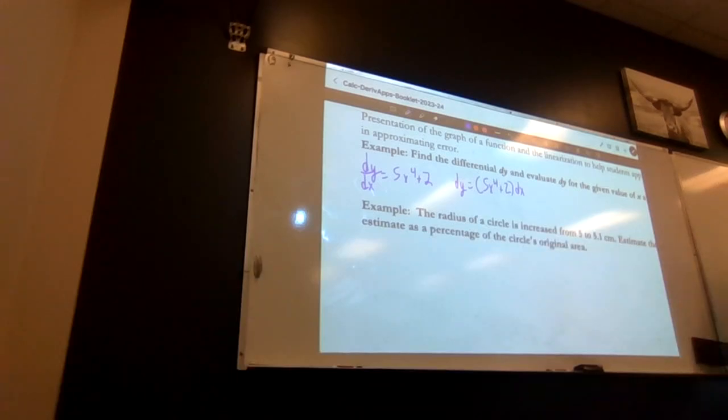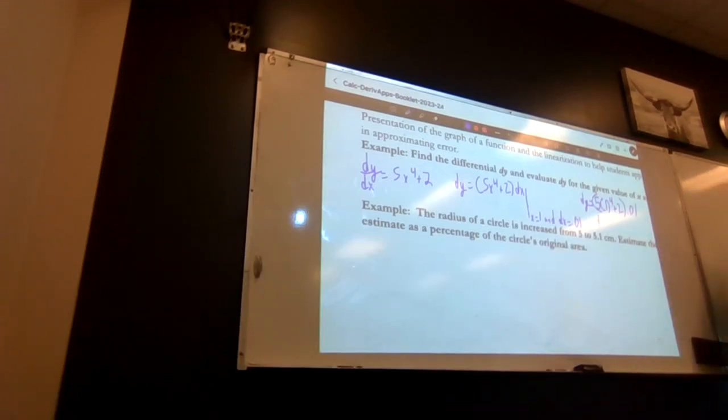Then we want to evaluate this at two places. The first is going to be at x equals, what is the value there? Is that 1? Yep. And dx is equal to 0.01. So therefore, we are going to get dy equals 5 times 1 to the 4th plus 2, all times 0.01. So we should get 5 plus 2 is 7 times 0.01.